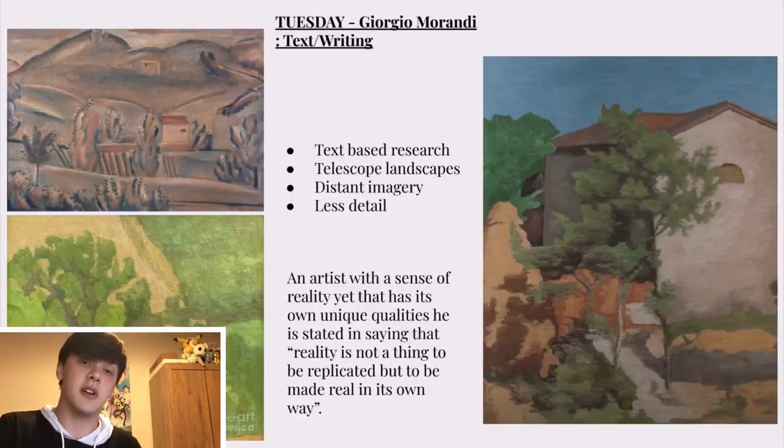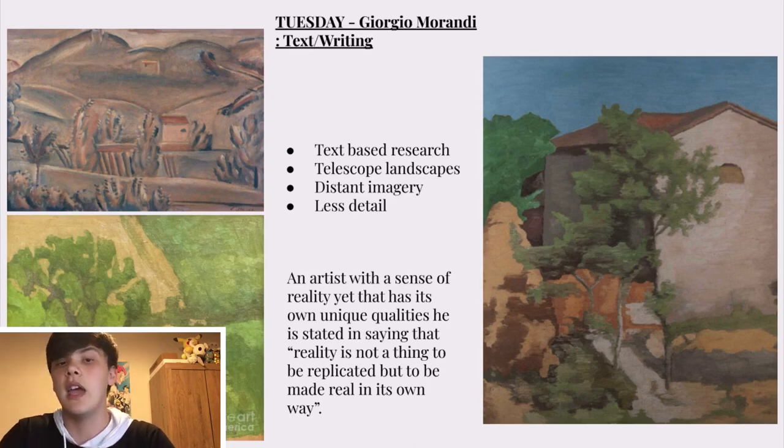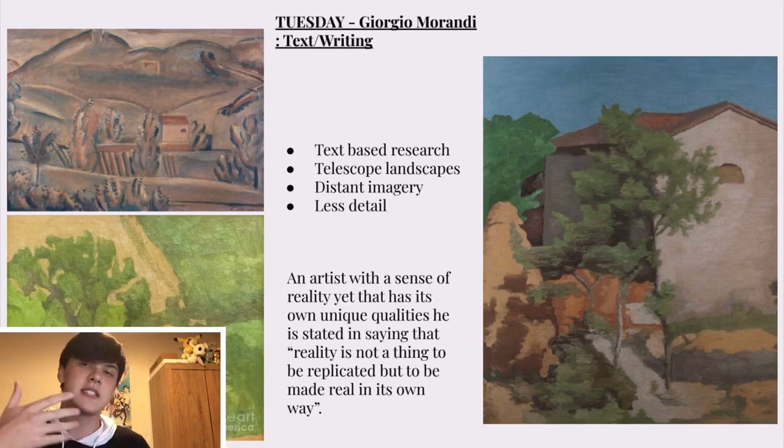The next artist I'm going to talk about, which was Tuesday's work, was text-based and writing-based, which is Giorgio Morandi. On Tuesday, we did an essay, learning how he gathered all of his inspiration for his works and how the composition of his works was done, which was him sitting at home with a telescope looking at distant imagery. All of his works were made with less detail, unlike George Shaw, and have a sense of distance with them just because of the telescope that he'd used.